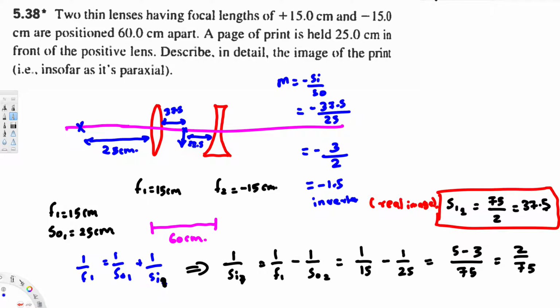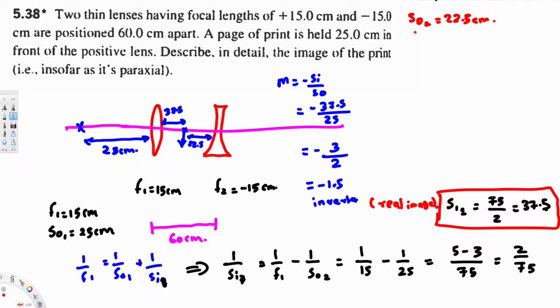Now we have the information due to the first lens. Let's go ahead and find the information due to the second lens. For the second lens, the object distance is 22.5 centimeters, and that is in front of the lens, so the object distance is going to be positive. So let's say so2 is positive 22.5.